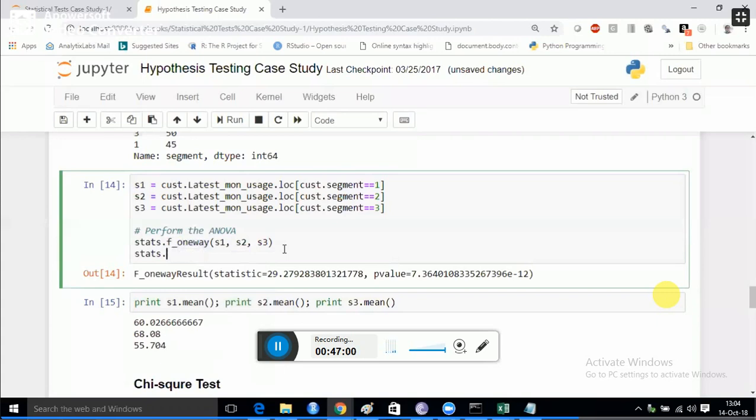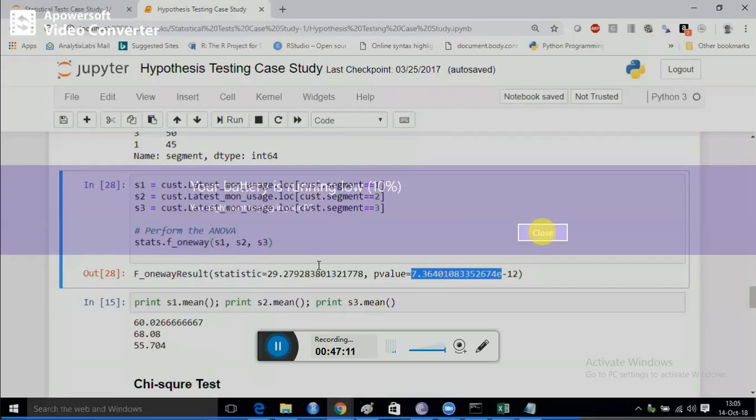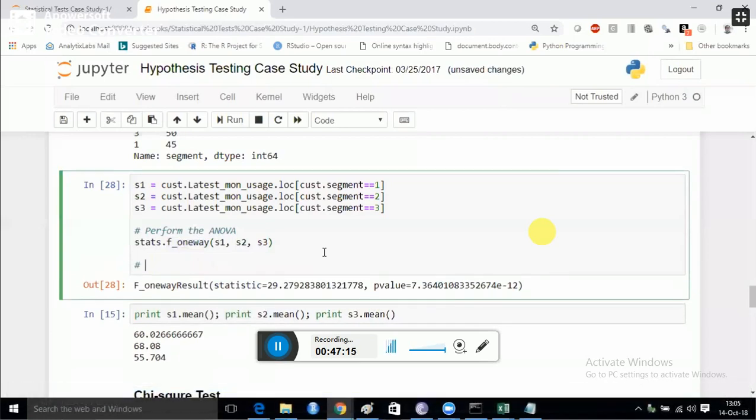And what are the three samples involved? S1, S2 and S3. That's it. This is your F statistic, F score, and this is your p value. And what is the p value here? P value is 0.0000, after like 10 zeros you have 7, 3.